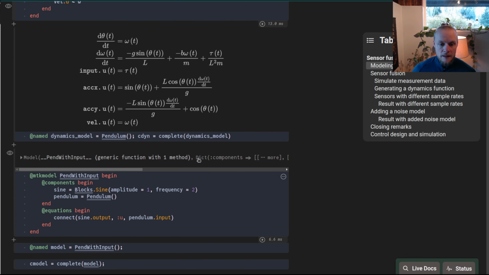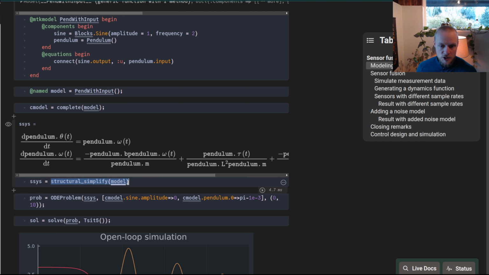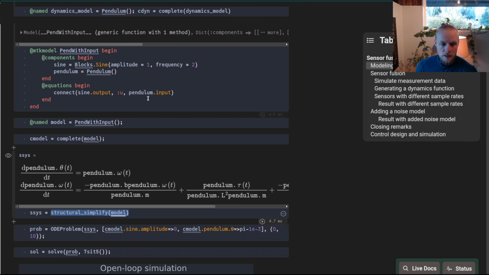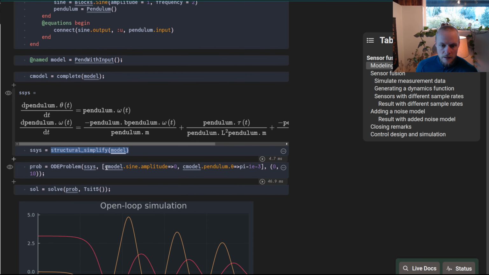All right, I can wrap this dynamics model in a wrapper model that also has an input. So here I just pass a sinusoidal signal to the torque input to simulate something and see how it looks. So I instantiate that model, and then I call structural simplify, which is ModelingToolkit language for take all these equations and figure out a version of this model that can be simulated. And it figures out that I need two state variables, the angle and the angular velocity, and these are my differential equations. I can create an ODE problem out of that. I specify the initial condition, and then I can solve that.